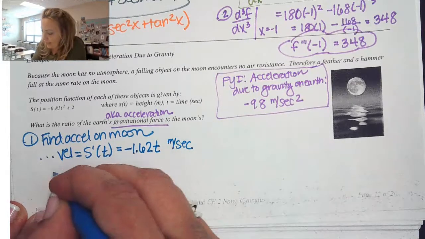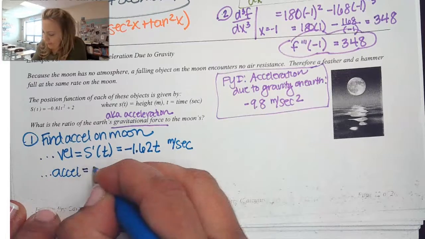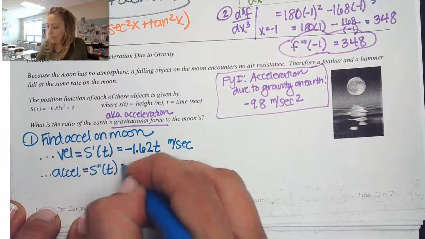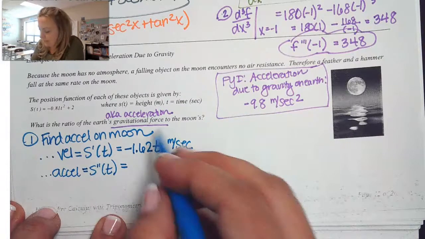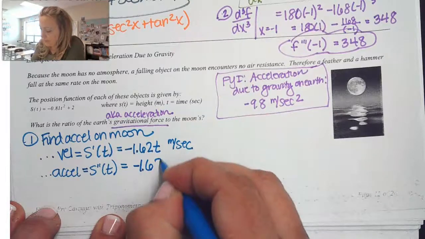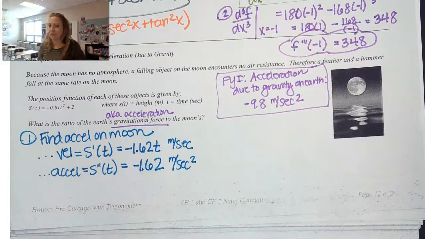And so then the acceleration is going to be s double prime of t. So I would take the derivative of this, and that's nice. It's just going to be negative 1.62 meters per second per second.